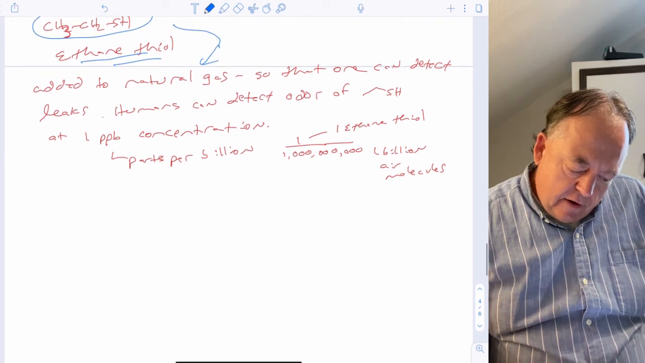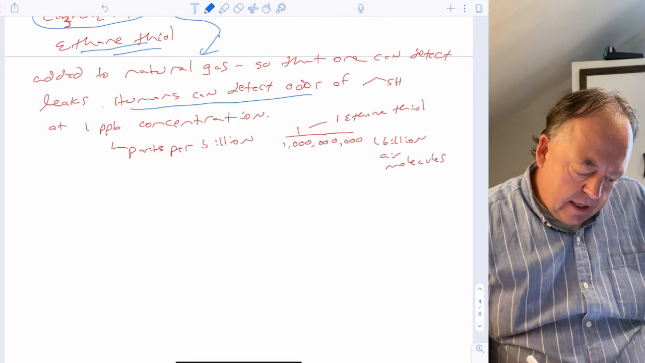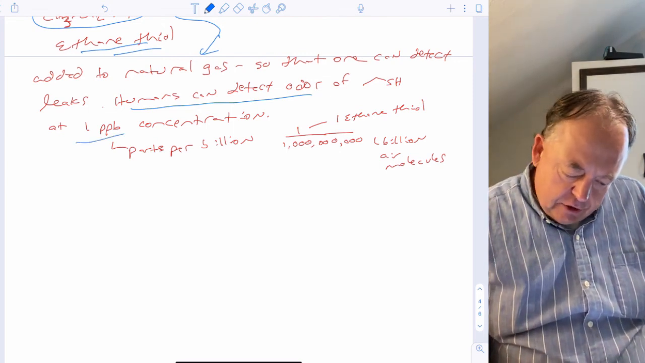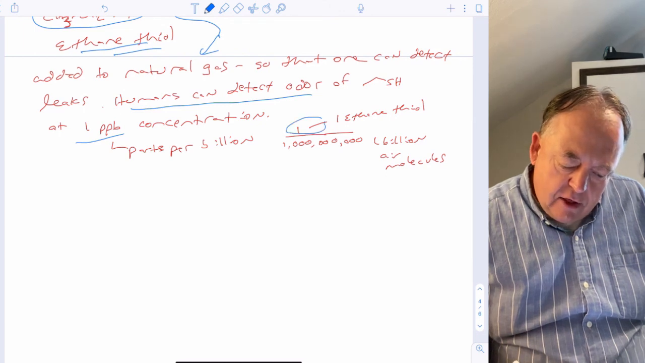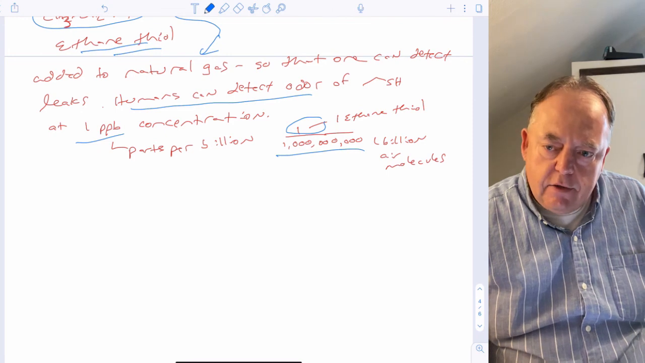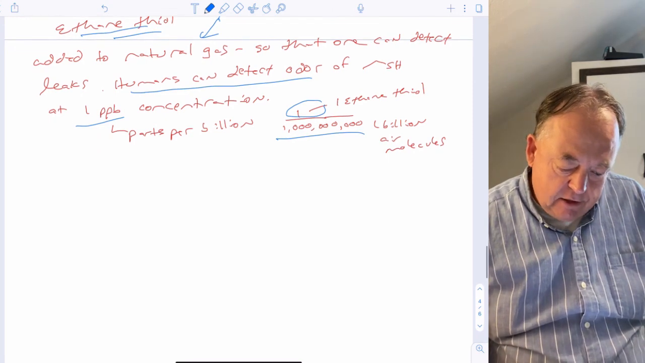Because humans are very sensitive to the odor of a thiol. For ethane thiol, for example, it can be detected by humans at 1 part per billion concentration. That means 1 ethane thiol molecule in 1 billion air molecules, humans could detect that. It's how bad they stink.